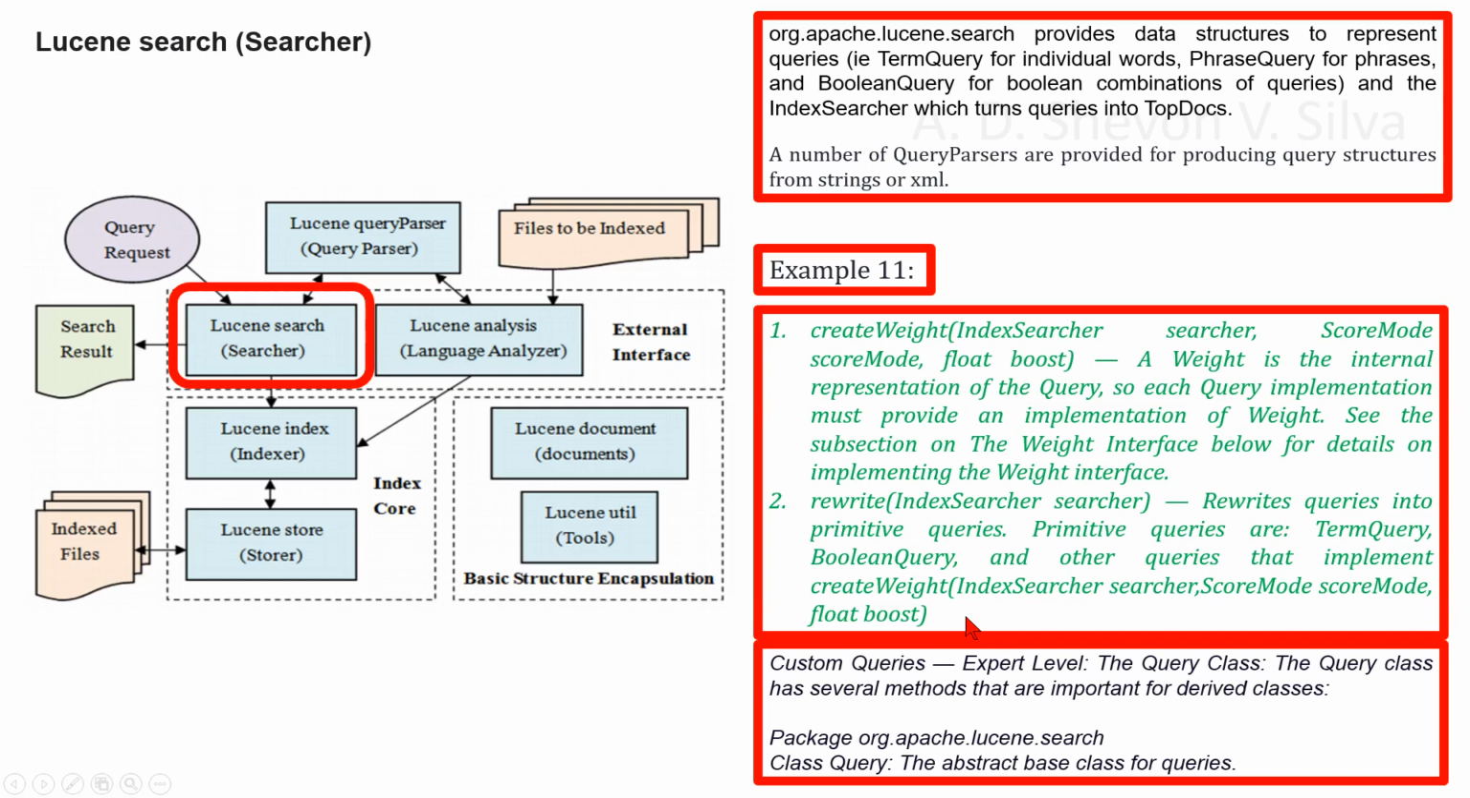The query class has several methods that are important for derived classes. One, createWeight(IndexSearcher, ScoreMode, float boost). A weight is the internal representation of the query, so each query implementation must provide an implementation of createWeight. Two, the rewrite(IndexSearcher) method rewrites queries into primitive queries. Primitive queries are term query, boolean query, and other queries that implement createWeight(IndexSearcher, ScoreMode, float boost).